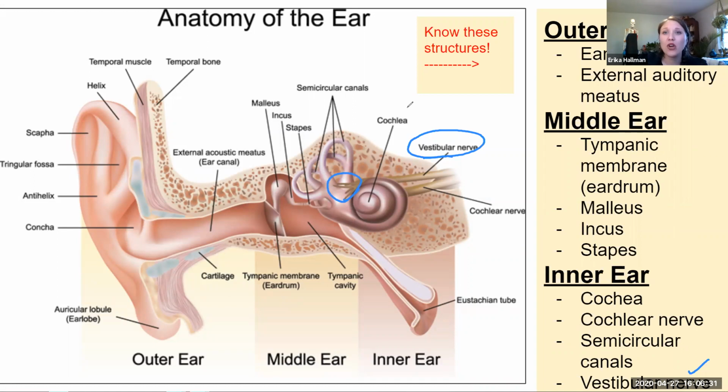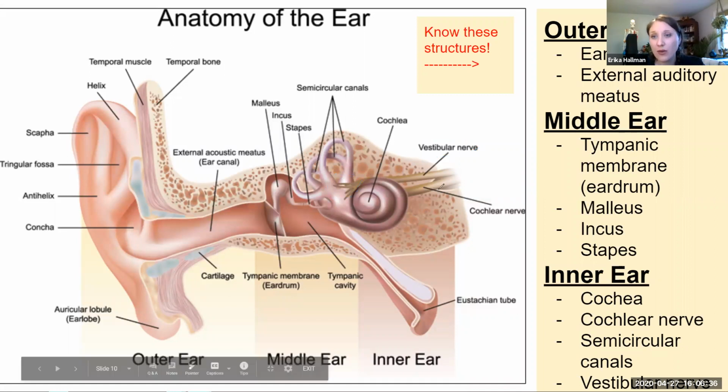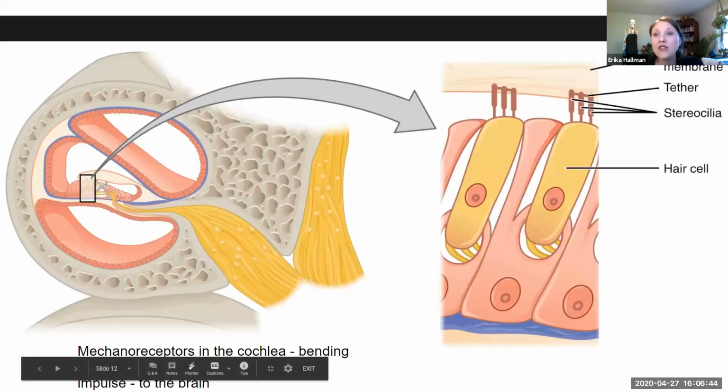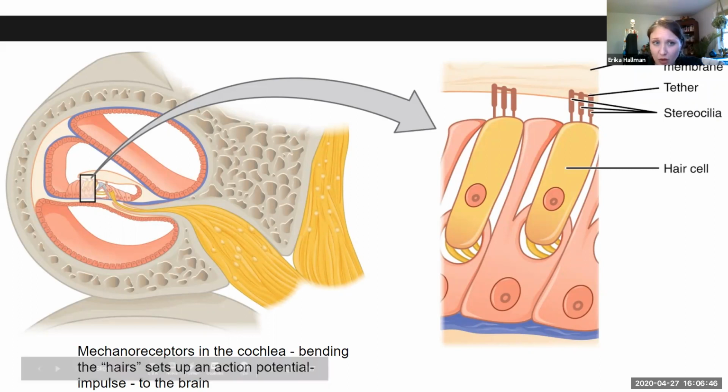So whereas your cochlear nerve is really transmitting signals that have to do with the pitch and the frequency of the sound, the vestibular nerve is taking messages to your brain about your movement and about the position of your head. So let's dive into what's actually going to be in the inner surface of your cochlea.